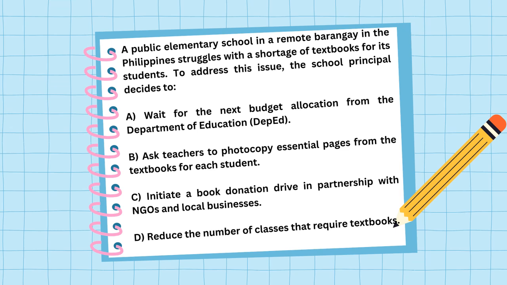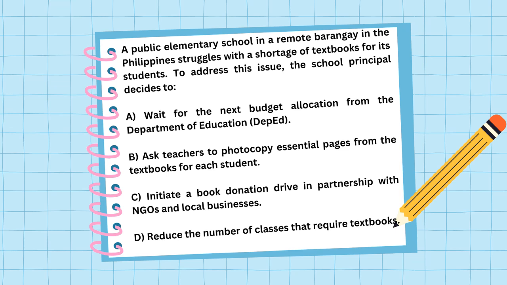So for question number 1, a public elementary school in a remote barangay in the Philippines struggles with a shortage of textbooks for its students. To address this issue, the school principal decided to: A. Wait for the next budget allocation from the Department of Education or DepEd. B. Ask teachers to photocopy essential pages from the textbooks for each student. Letter C. Initiate a book donation drive in partnership with NGOs or non-governmental organizations and local businesses. Letter D. Reduce the number of classes that require textbooks.